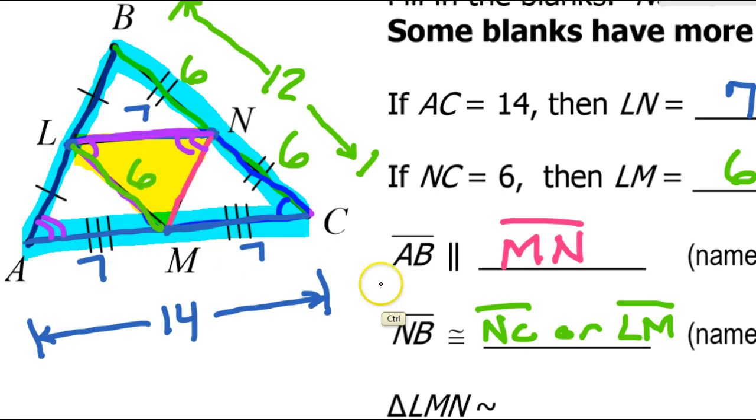So L is going to correspond with C, and M is going to correspond with B, and N is going to correspond with A. So, triangle CBA.